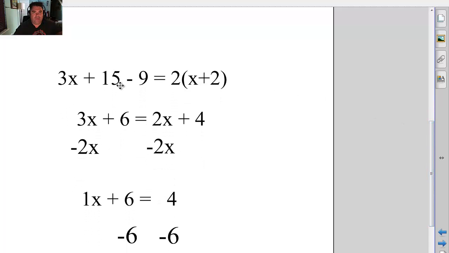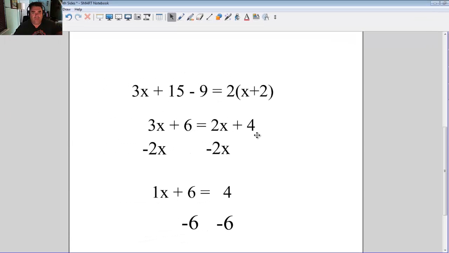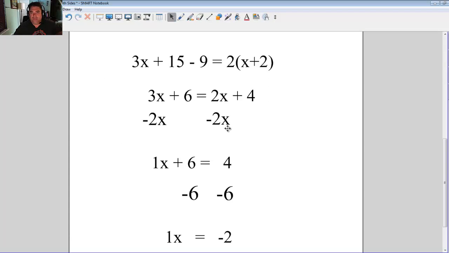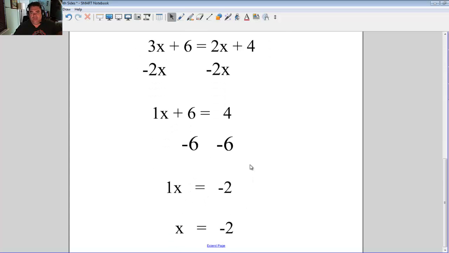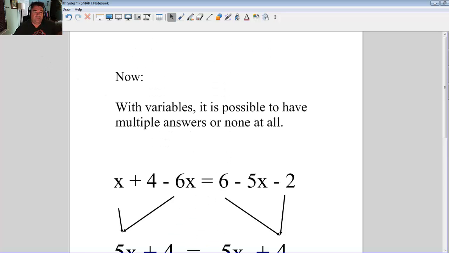Hopefully you first combined 15 and minus 9 to make 6. You times 2 to both sides here to get 2x plus 4. Then you went ahead and minus 2x to both sides, which gave you 1x plus 6 equals 4. Then you minus 6 to both sides and got x equals negative 2. And if you plugged it in, hopefully you found it.